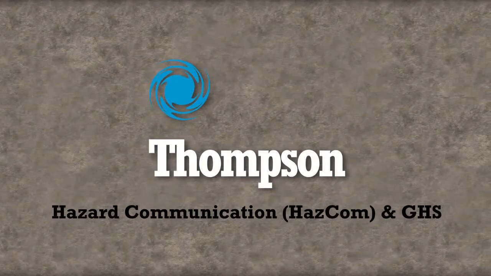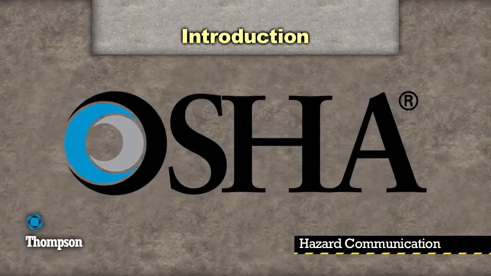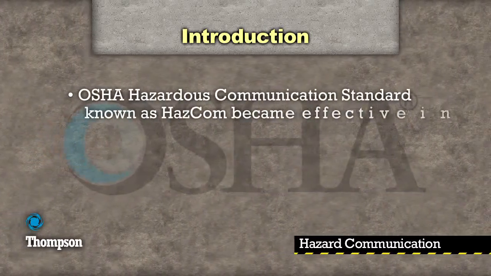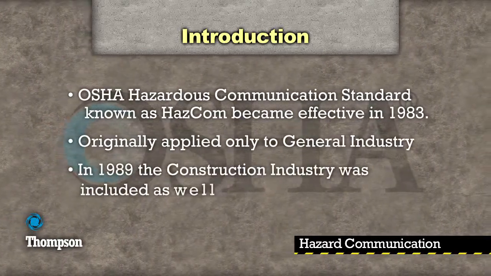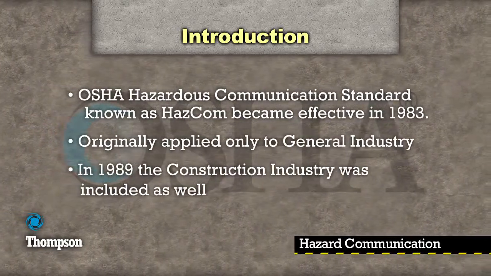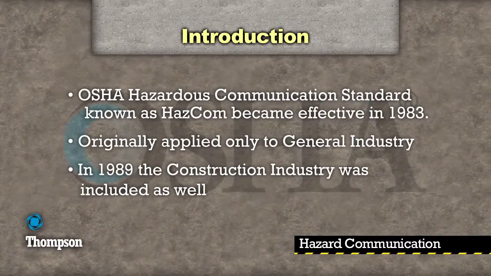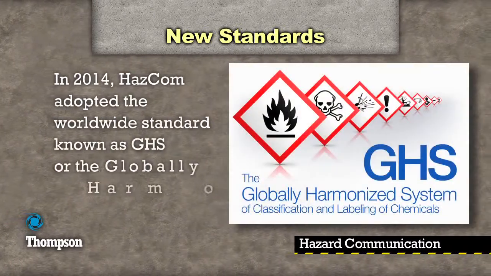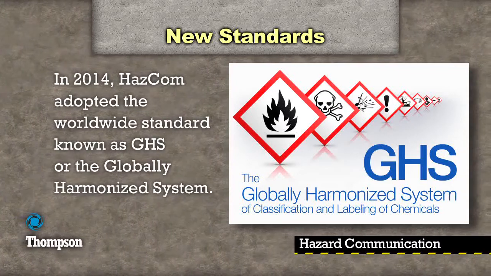Thomson Safety Training for Hazard Communication and the Globally Harmonized System. OSHA's Hazard Communication Standard, commonly referred to as HAZCOM, became effective in 1983. Originally, it only applied to general industry. However, in 1989, OSHA required the HAZCOM standard to be followed in the construction industry as well. In 2014, HAZCOM adopted the worldwide standard known as GHS, or the Globally Harmonized System.